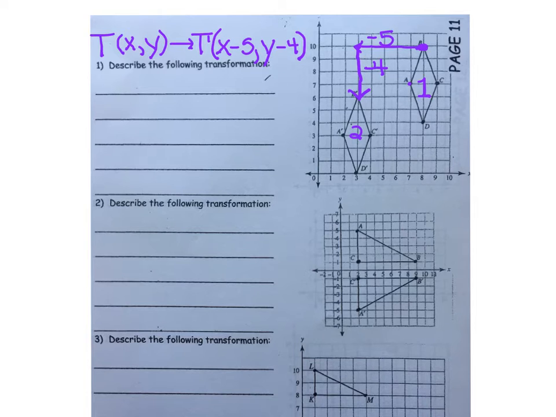It's your job, once you've done all the work and taken down notes, to describe the transformation. Make sure you include important details like x minus 5, y minus 4 when it comes to the x and the y coordinate, and the fact that you're moving to the left and you're moving downward. Pause the video and write a response. And then let's move on.